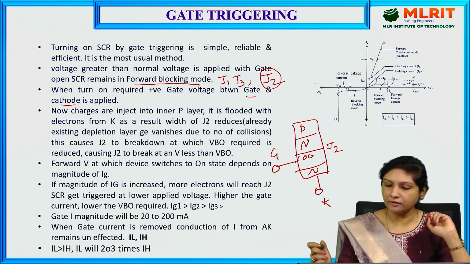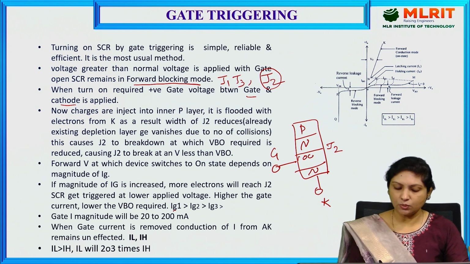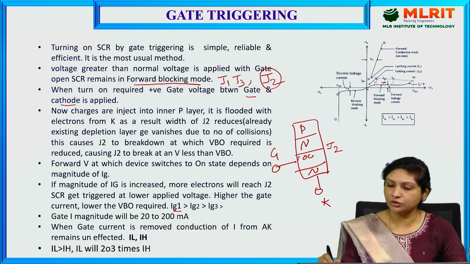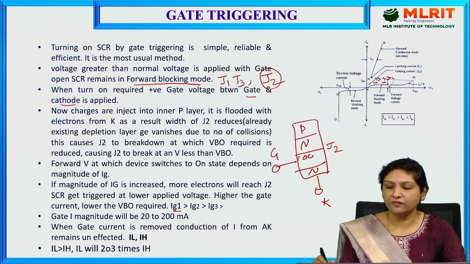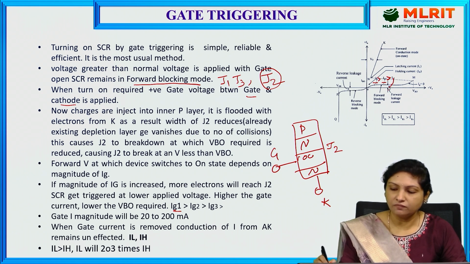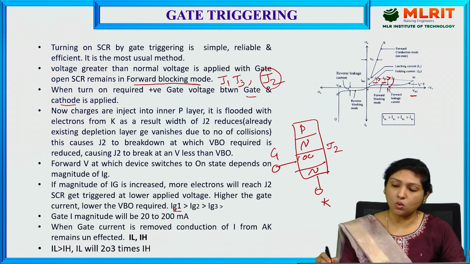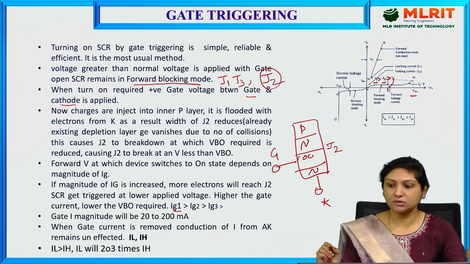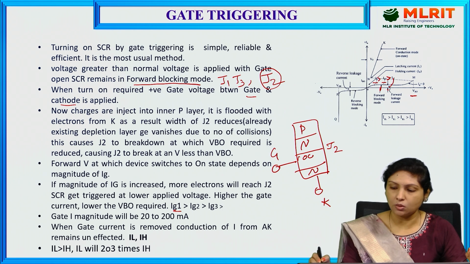And if you see here, IG1 is greater than IG2, and IG2 is greater than IG3. In the case of IG3, this is the forward breakover voltage which is required, and if we go on increasing the gate pulse width, that is, the magnitude of gate current at IG2 is more than that of IG3. At this instant, the voltage required to turn on the SCR is less.